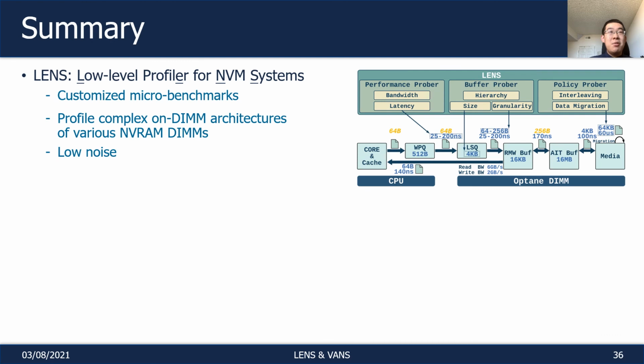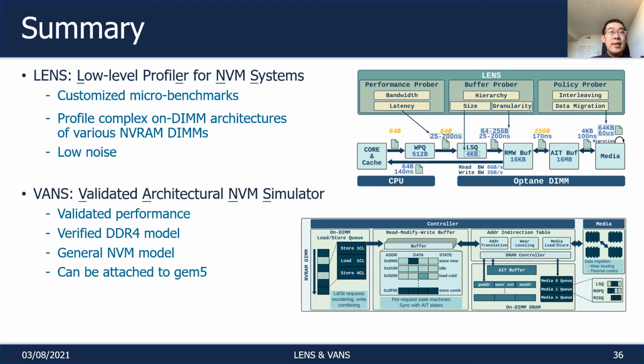In summary, we first build the LENS profiler. It contains a set of customized micro benchmarks and uses them to discover the complex microarchitecture design of non-volatile memory products. Based on LENS profiling, we build VANS, a non-volatile memory simulator that matches Intel Optane persistent memory DIMM's performance. It contains a verified DDR4 model and a validated non-volatile memory model, and can be integrated to gem5 or other cycle-level simulators for full system simulation. LENS and VANS are now open sourced on GitHub.